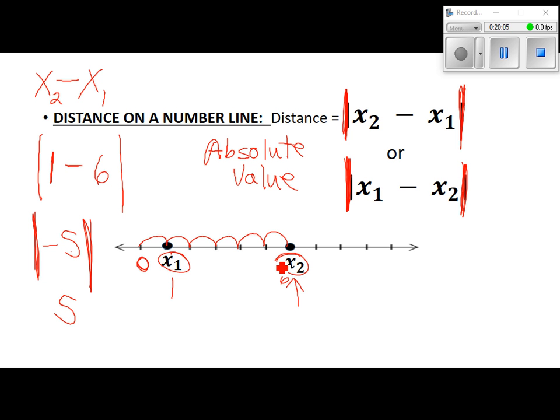So if you wanted to use the formula, you could. Sometimes it's easier, sometimes it's not. Sometimes you might not be given the number line. It's totally up to you. Sometimes you just count, and that's a whole lot easier. Just depends on the problem.